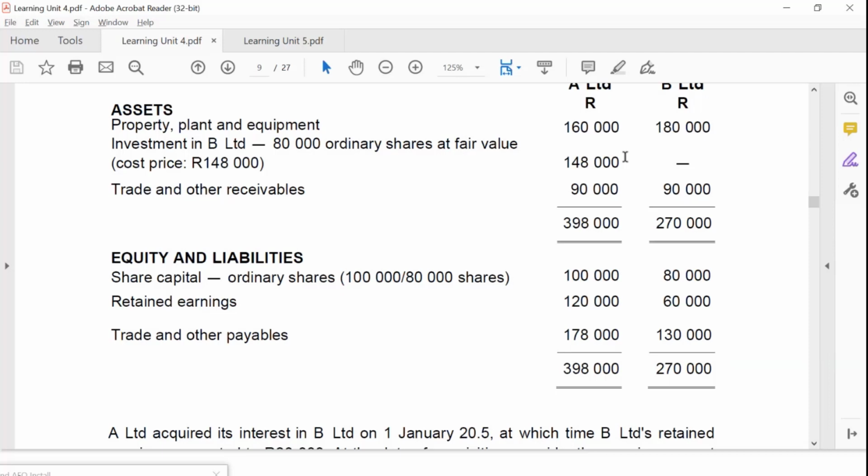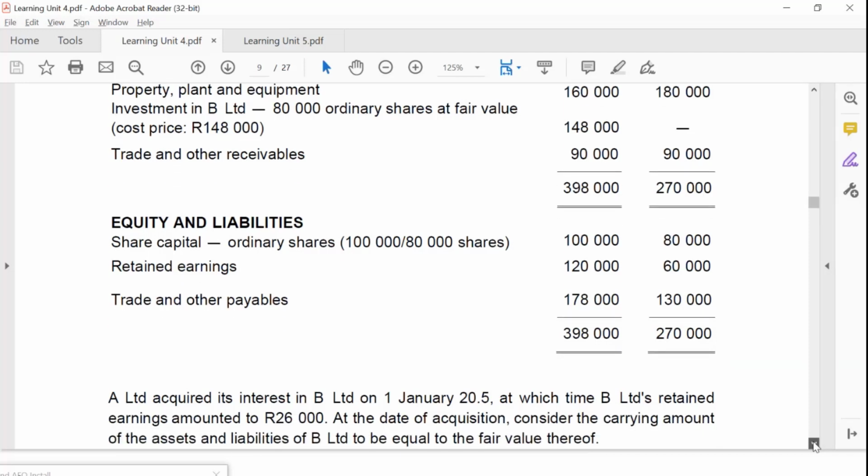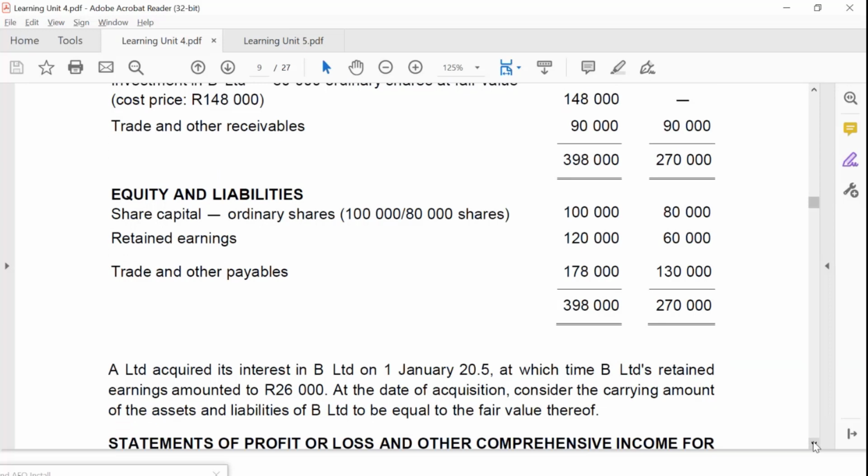They issued shares of how much? Of 80,000. And then credit what? Retained earnings. How much did they tell us at the beginning when it was acquired? A Limited acquired its interest in B Limited on 1 January 20X0, at which time B Limited's retained earnings amounted to, yeah, at the date of acquisition, 26,000. So we credit retained earnings 26,000. That's the general entry in B Limited's books.